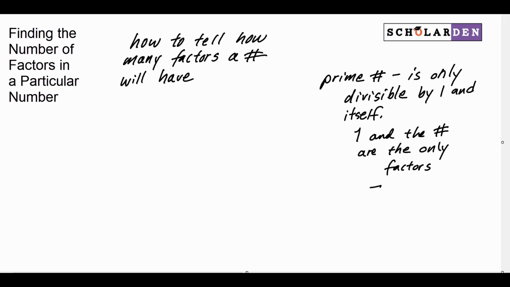So for example, 7 is a prime number because the only numbers that divide into it are 1 and 7. 13 is another one. So how do we do a prime factorization of a number?